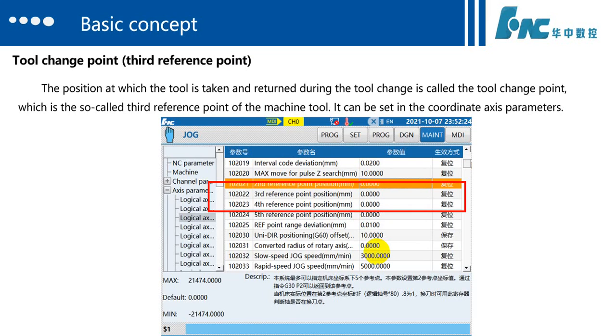As we can see in the picture, in the x parameter logical x, the parameter 102022 is the third reference point position.